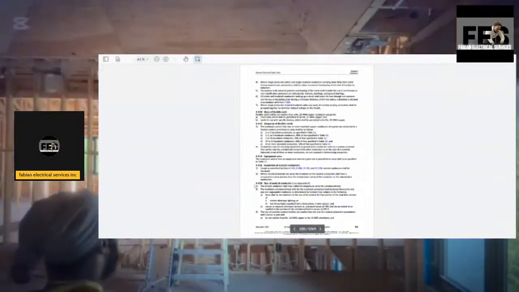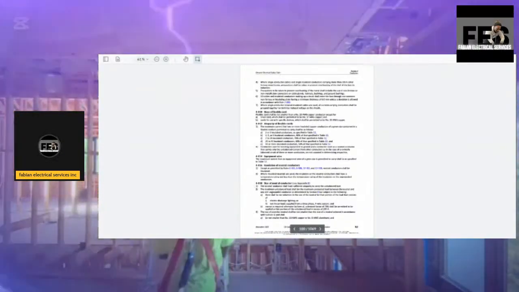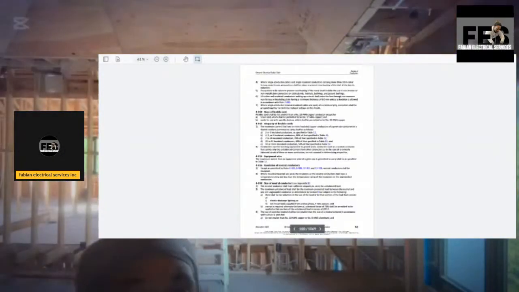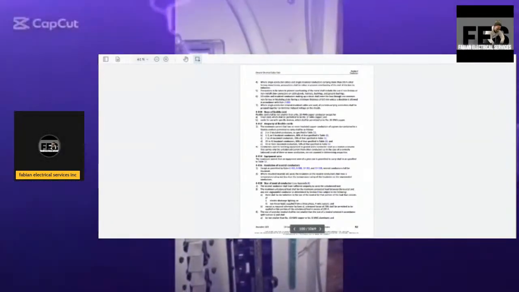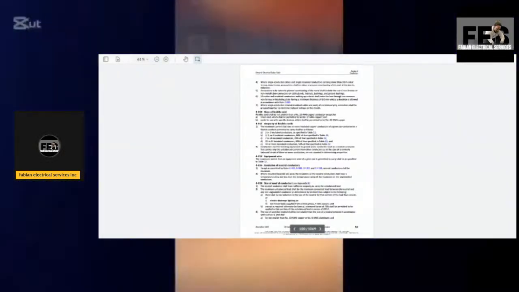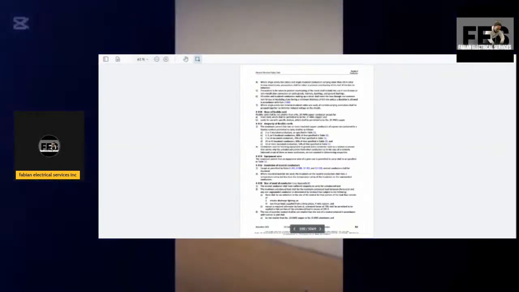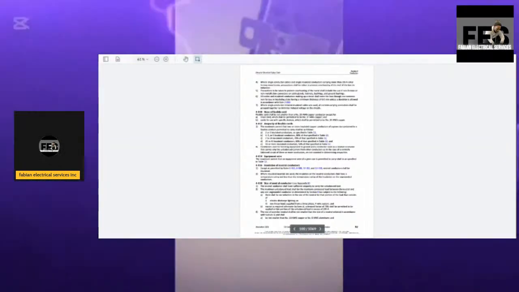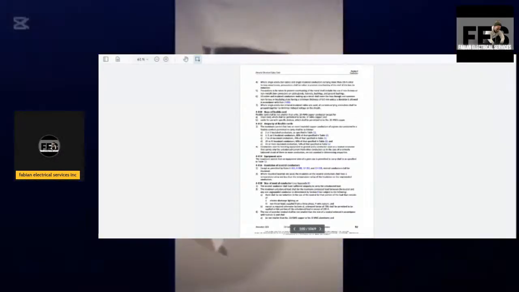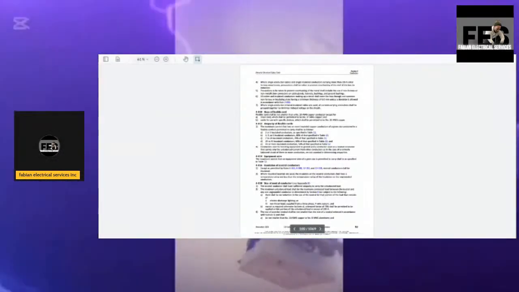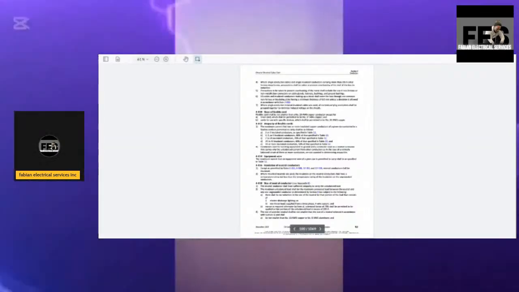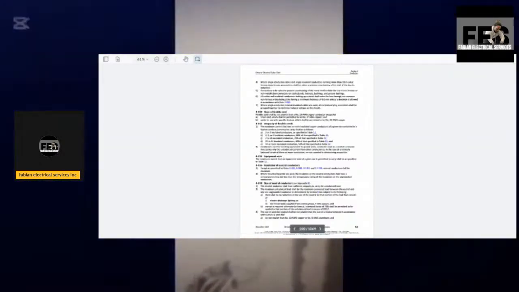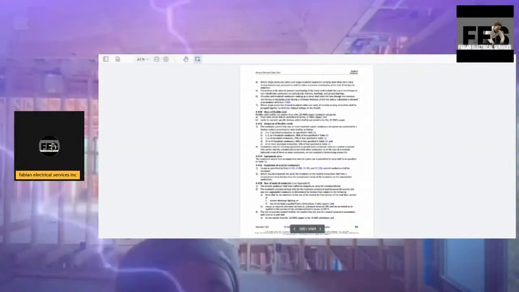B. The neutral conductor shall have sufficient ampacity to carry the unbalanced load. So it just goes on to tell you here, the neutral conductor shall have sufficient ampacity to carry the unbalanced load. The maximum unbalanced load shall be the maximum connected load between the neutral and any one underground conductor as determined by Section 8, but subject to the following.